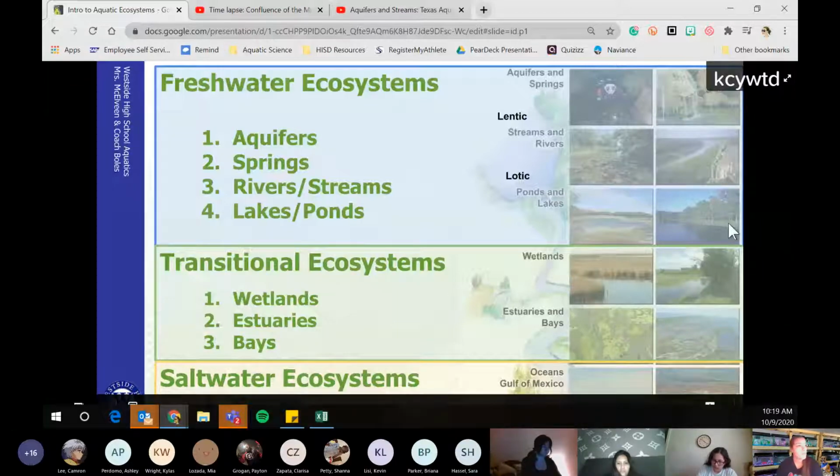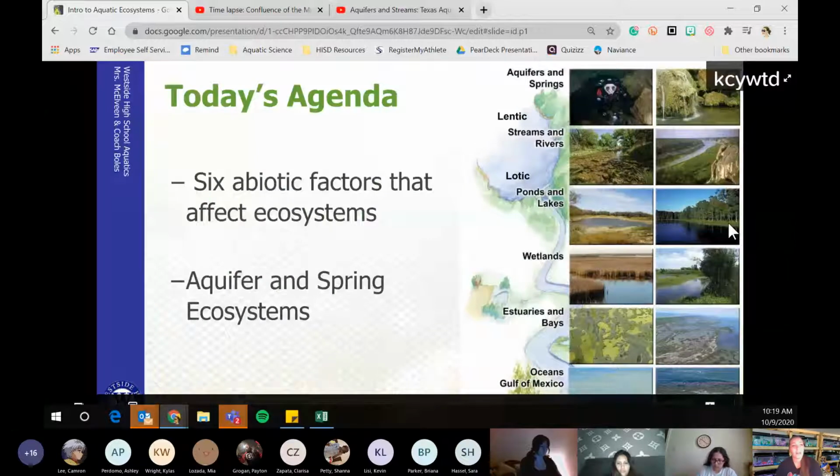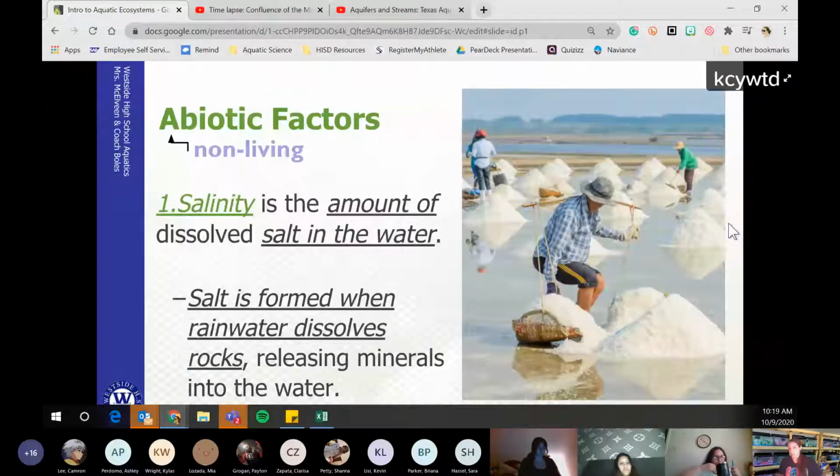All right. So we're going to talk about 6 different abiotic factors that affect ecosystems, and we're going to talk a little bit more about aquifers and springs. So that's the big gist of today. So the first abiotic factor we're going to talk about, you should know what abiotic means by now.